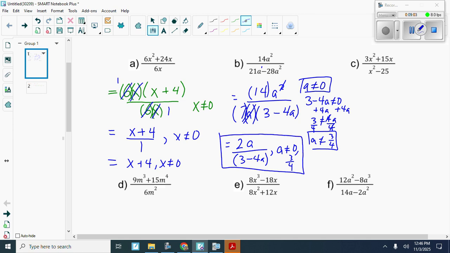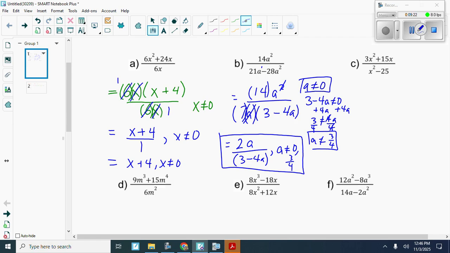So this is what we've been working on for the last few days, right? Factoring, non-permissible values, and then simplifying. We'll do one more and then I'll get you guys up and out of your seats. So this one, same thing. We have a binomial on the top and a binomial on the bottom.